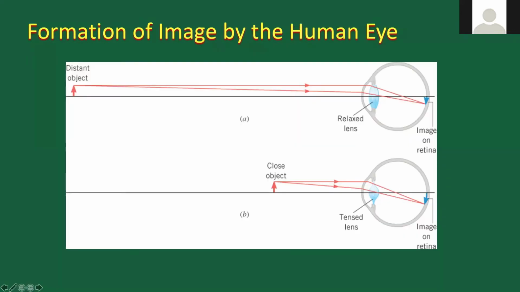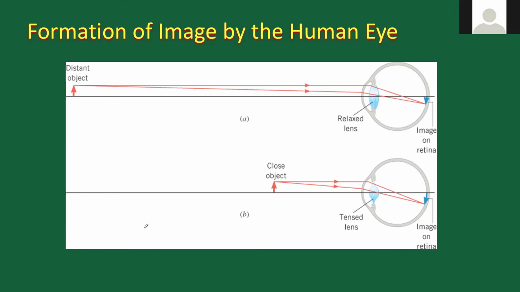To view distant objects, the muscle is relaxed, making the lens relatively flat and its focal length relatively large. Viewing nearby objects requires a shorter focal length, so the ciliary muscle contracts to make the lens bulge. So that's the case when you are looking at nearby objects. Shorter focal lengths are no longer possible when people grow older. The lens becomes less flexible, and the condition is known as presbyopia.